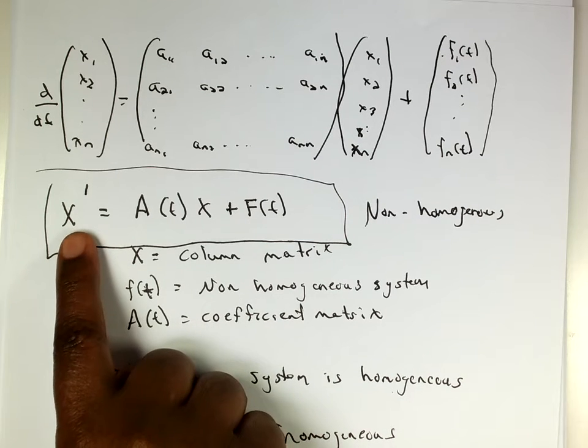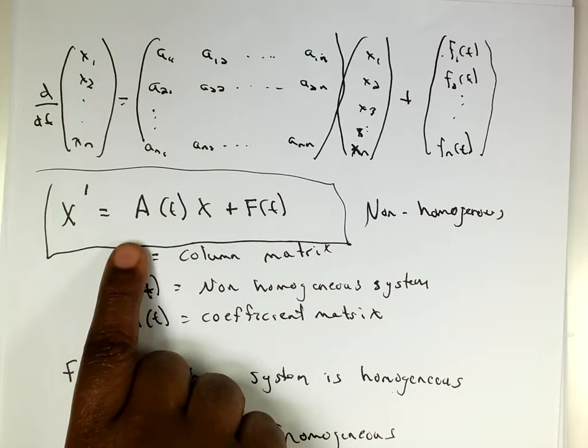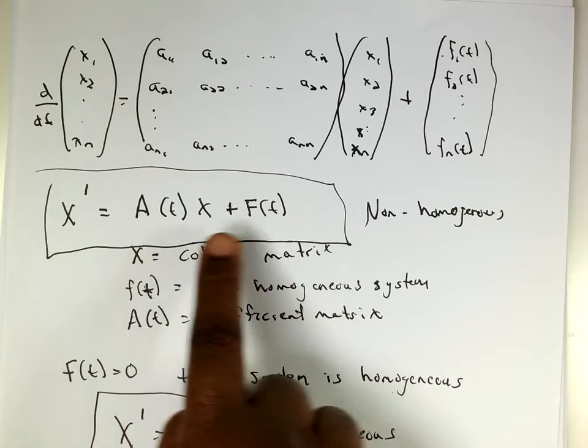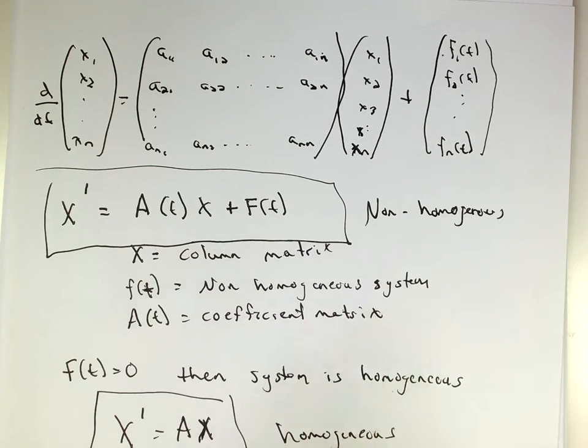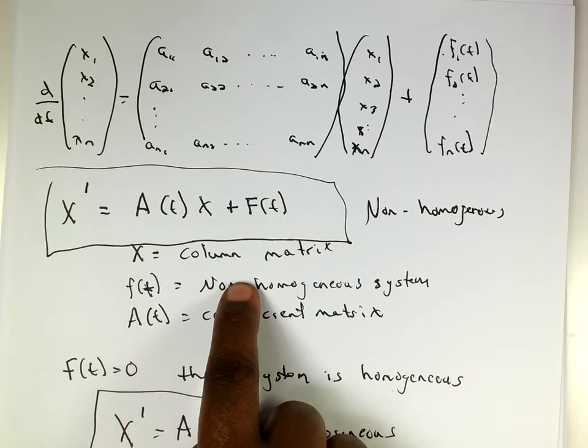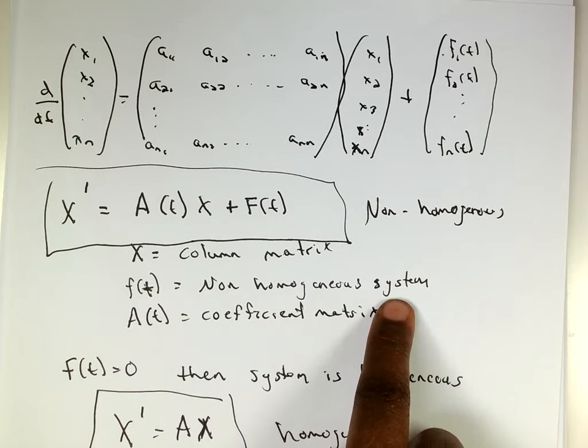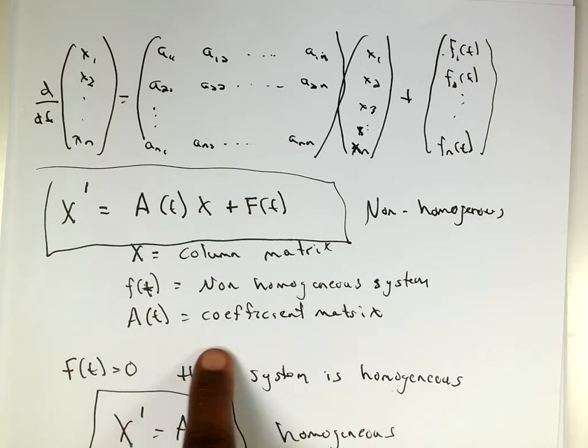To rewrite it as a shortcut, we have x prime is equal to A(t)x, which is usually just written as Ax, plus f of t. That's for the non-homogeneous case. X is our column matrix, which contains all the variables. F of t is the non-homogeneous part, and A(t), or A, is the coefficient matrix.